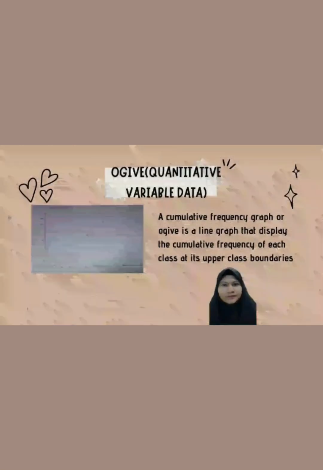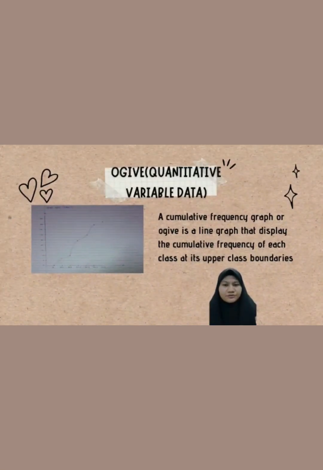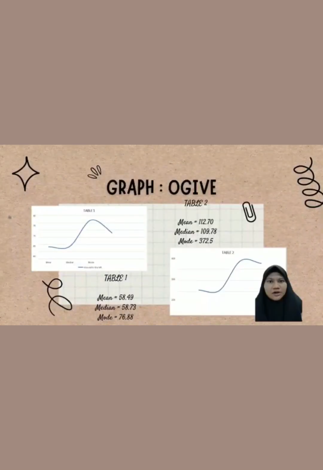Next graph is the ogive graph. A cumulative frequency graph, or ogive, is a line graph that displays the cumulative frequency of each class at its upper class boundary. Construction of an ogive. First, construct a frequency distribution that includes cumulative frequency as one of the columns. Second, specify the horizontal and vertical scales. Horizontal is the upper class boundary and vertical is the cumulative frequency.